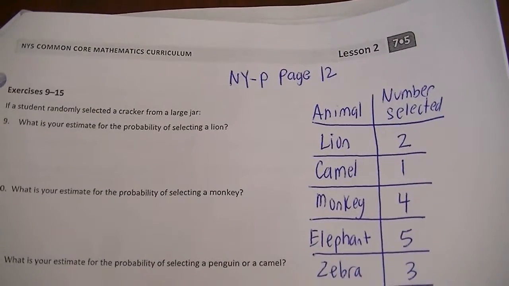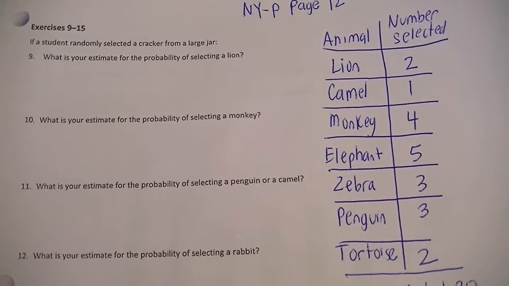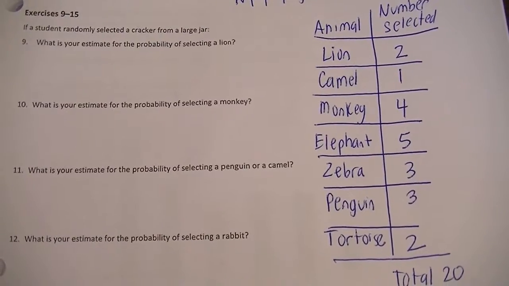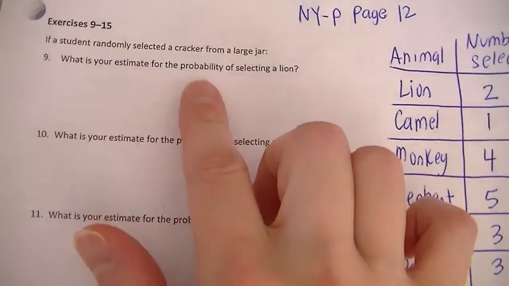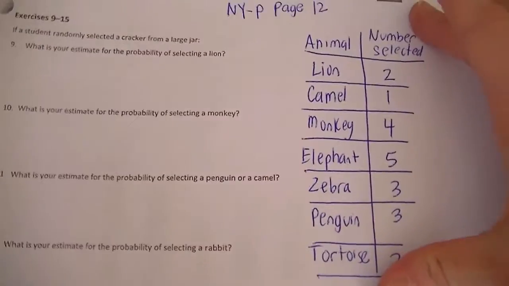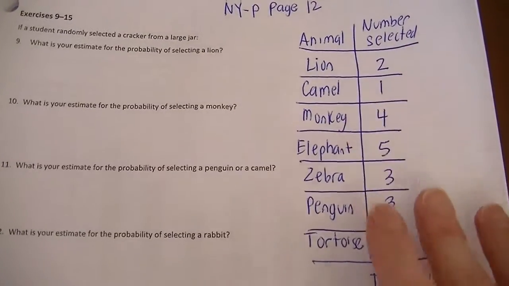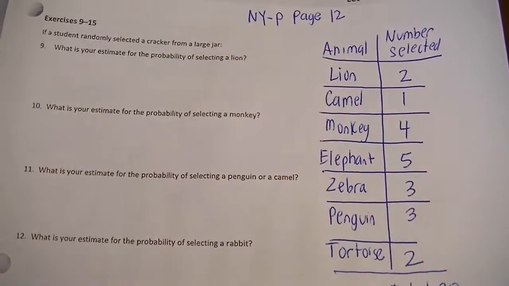This video will show you how to complete page 12 out of your math book. Exercises 9 through 5 says if a student randomly selected a cracker from a large jar, 9, what is your estimate for the probability of selecting a lion? So over here is the table, which I just copied from the previous page so I wouldn't have to keep flipping back to it. This is all the data that was on the previous page, so this is what I'm going to use as a reference to answer these questions.